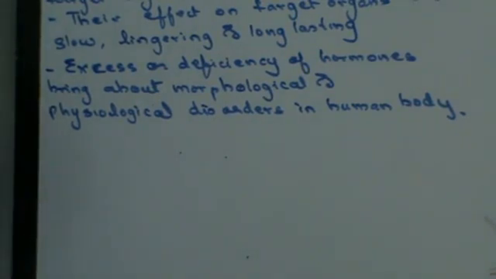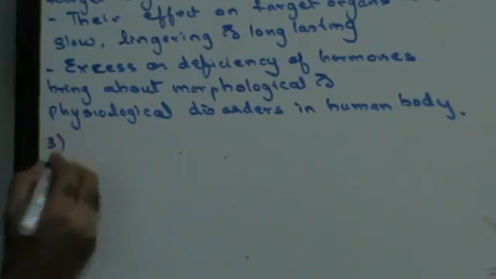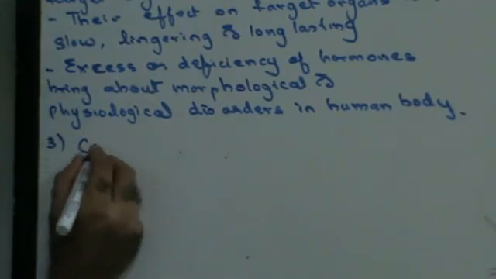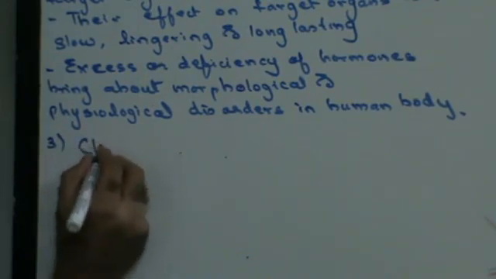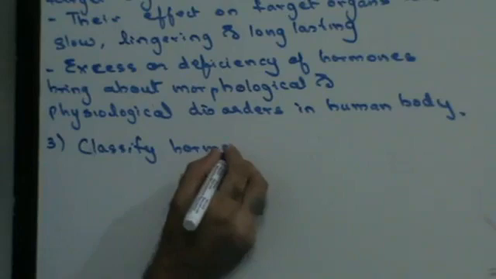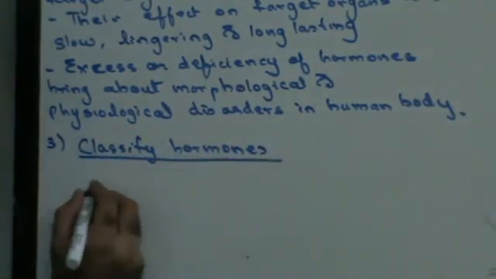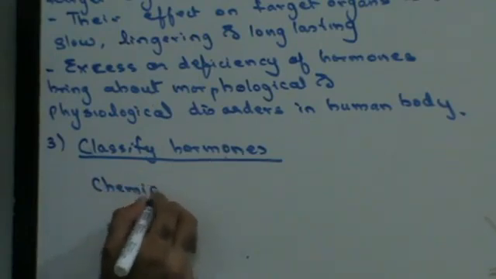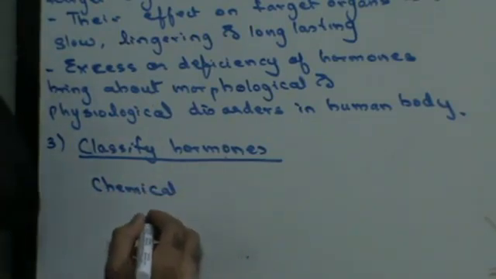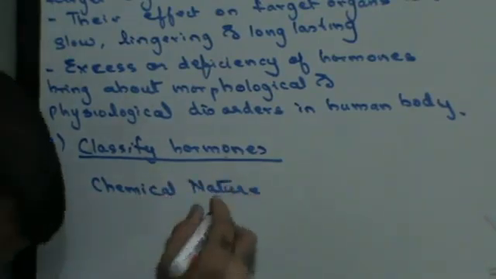Now how do I classify hormones? Classification of hormones is done on the basis of their chemical nature. Right? Depending upon the chemical nature of the hormone, you classify them.